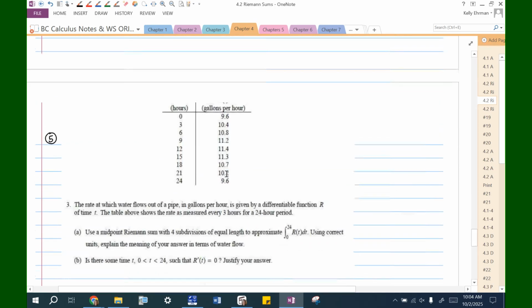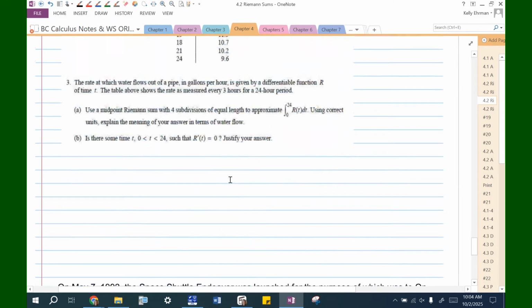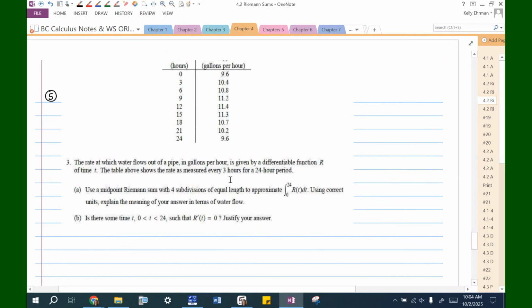Okay, let's look at 5. Is this our last one? Oh no, 5 and 6. Okay, so 5. Here's another table, no graph this time. The rate at which water flows out of a pipe is given by R of t, a differentiable function. The table shows the rate as measured every 3 hours for a 24-hour period. Use a midpoint Riemann sum with 4 subdivisions of equal length to approximate this. Use correct units. Explain the meaning.